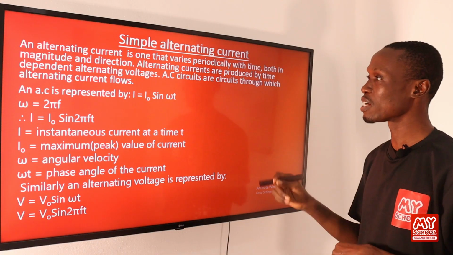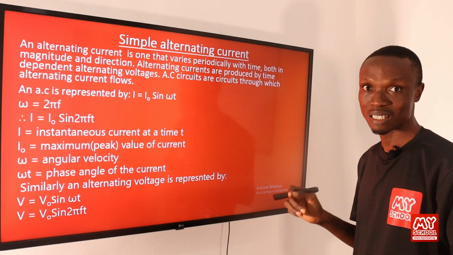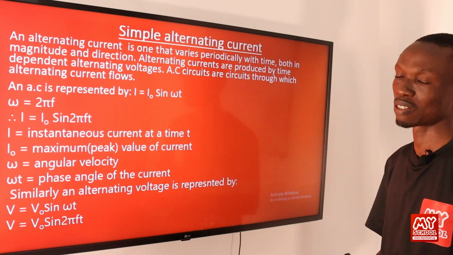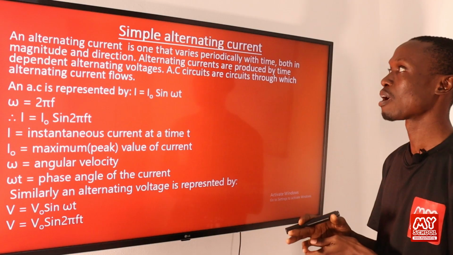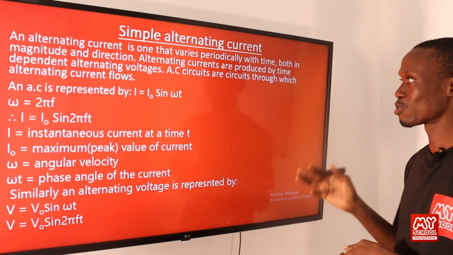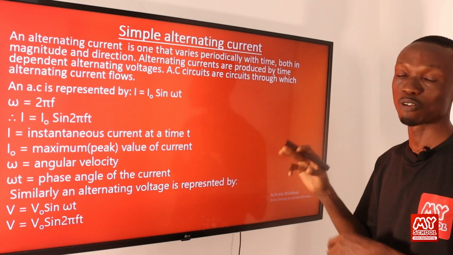Alternating currents are produced by time-dependent alternating voltages, and then we define AC circuits, that is alternating current circuits, as circuits through which alternating current flows.